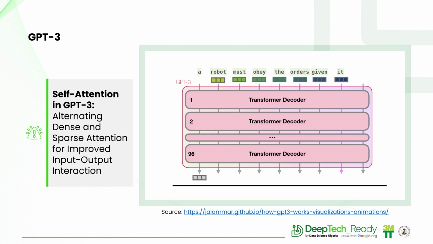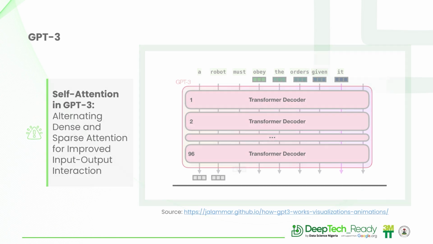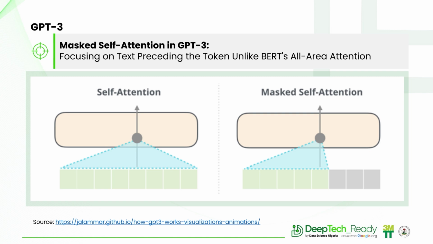In GPT-3, self-attention is performed in a masked manner, meaning it only considers the tokens that appear before the current token in the sequence. This is known as causal or masked self-attention. It prevents the model from peeking ahead at future tokens during training, and this ensures that the predictions are made based on the previous tokens only.